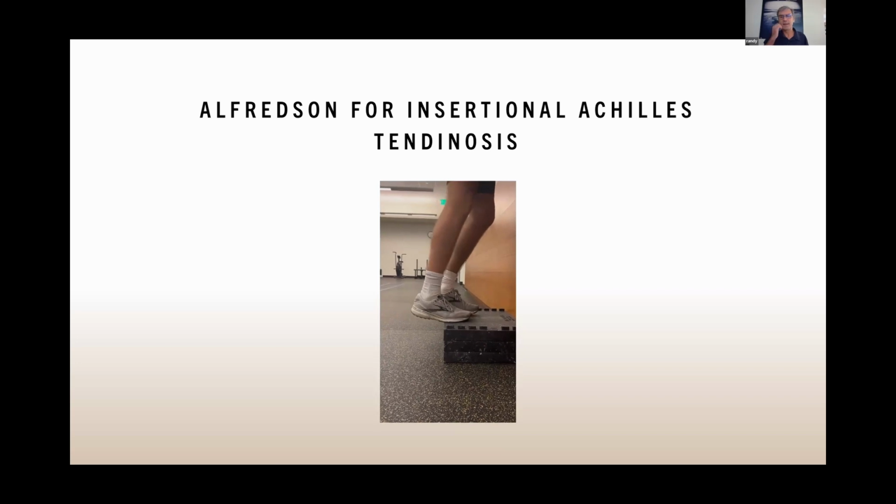We find that it doesn't make a difference too much if it's eccentrics, or an isometric where you just hold a certain position, or if it's a slow concentric. The idea is just heavy, slow load. And when it can tolerate this without too much pain, then you would add load to the body. You'd add a weighted vest or a kettlebell to add more weight to it.